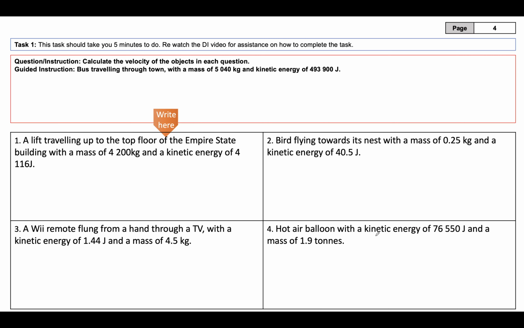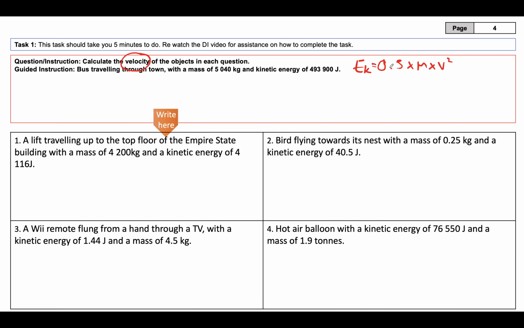Okay, and the next task is slightly more complicated still. We need to do a rearrangement before we can do anything else. So remember, we've got the equation kinetic energy is 0.5 times m times v squared, and the question is actually asking us to work out velocity. So we need to do a bit of rearranging. We need to bring everything that's on this right hand side of the equation over to the other side and just leave this v on its own.